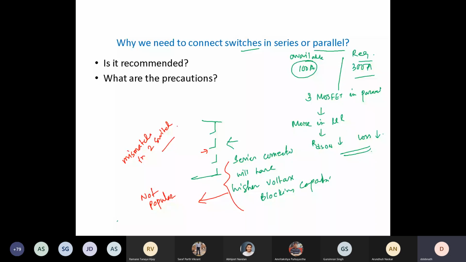Instead, we go for the multi-level concept. Multi-level converter. I'm not sure most probably you won't be studying this in a UG level course, but just remember that that is one of the solutions. Using a multi-level converter, it's a different category of converter.